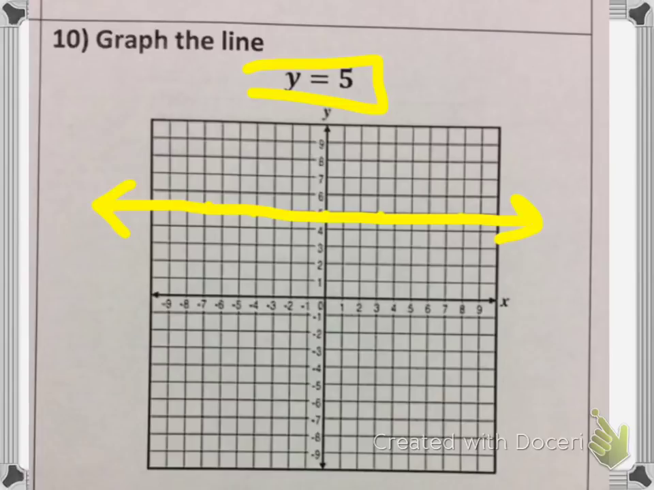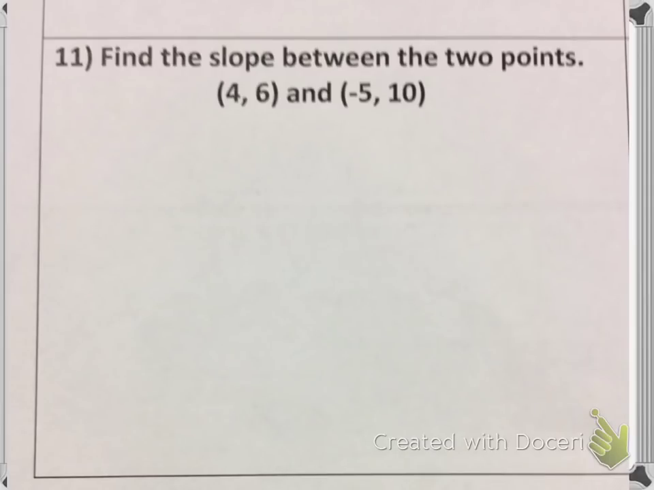All right, 2 more problems. We're almost there. Number 11, find the slope between the 2 points. So we have a slope formula. The slope formula is slope equals y2 minus y1 over x2 minus x1. So where does that formula come from? Well, it comes from our ordered pairs. This would be x in my first ordered pair, y in my first ordered pair, x in my second ordered pair, y in my second ordered pair. And I would just substitute those into my formula.